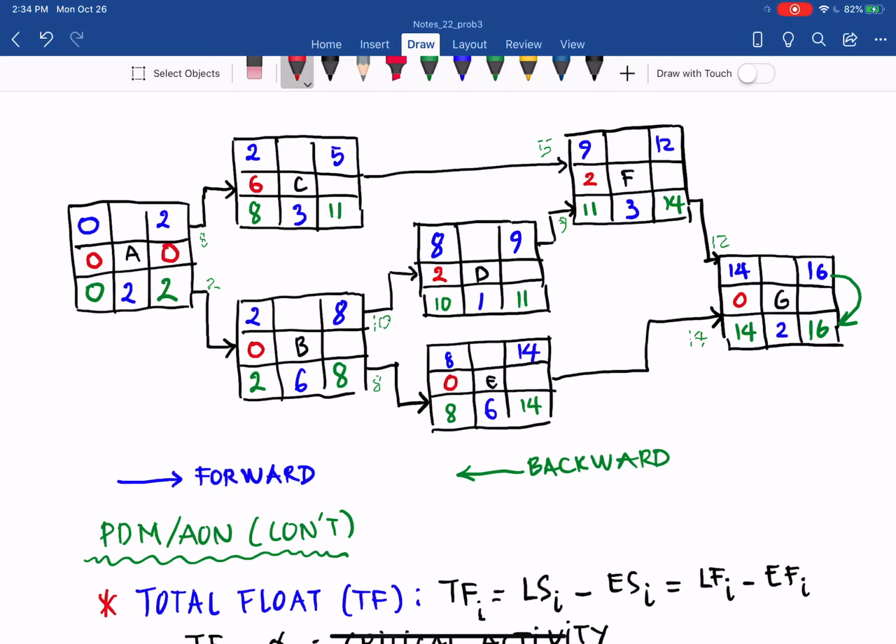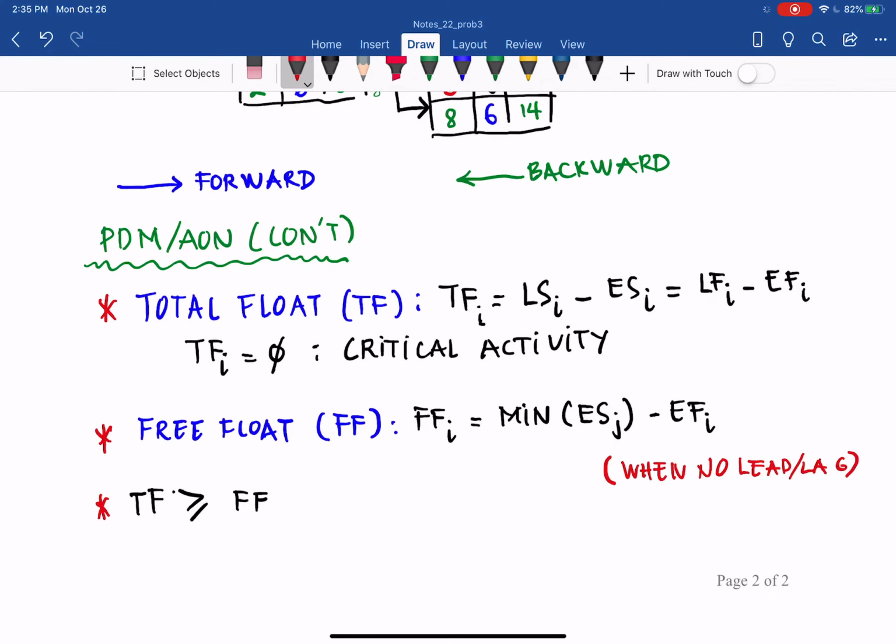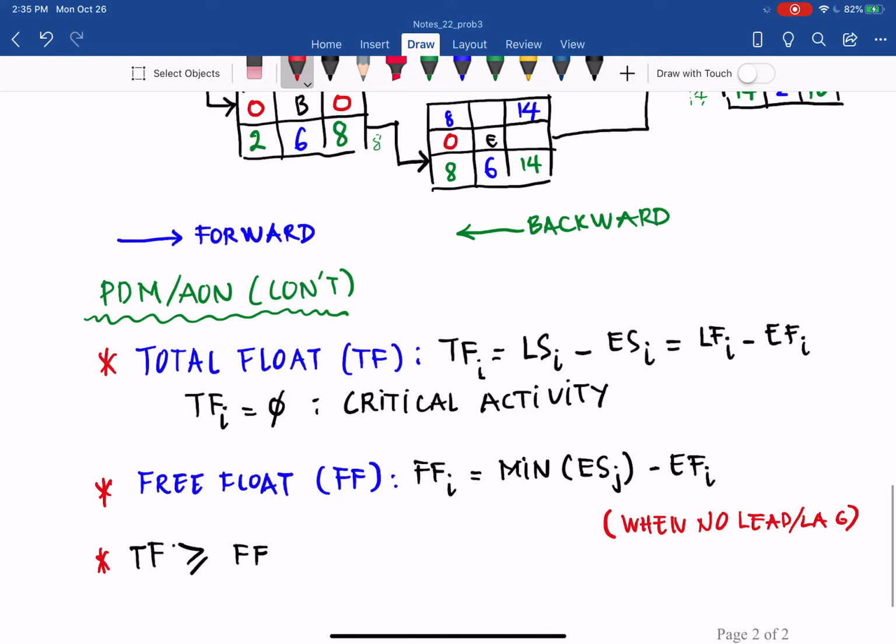For activity B, you have the minimum of the early start of activities D and E, because those are the successors. D, E, 8 and 8, so the minimum is 8. The early finish of activity B is 8. 8 minus 8 equals 0. In other words, even if you don't calculate it, you have a trick here. Total float is greater than or equal to free float, and it's all about time, so it cannot be negative.